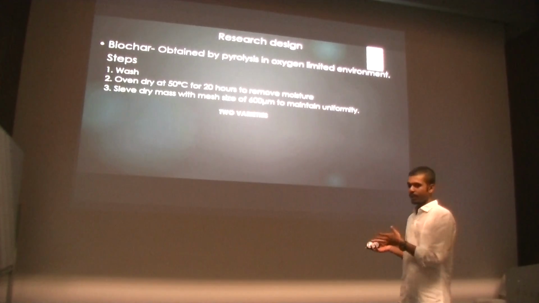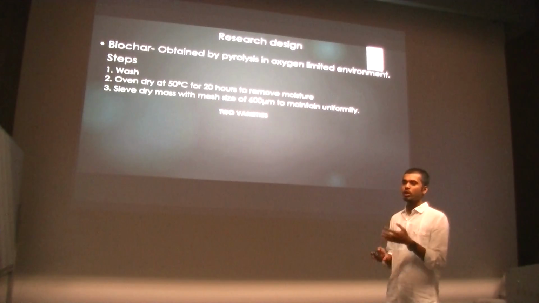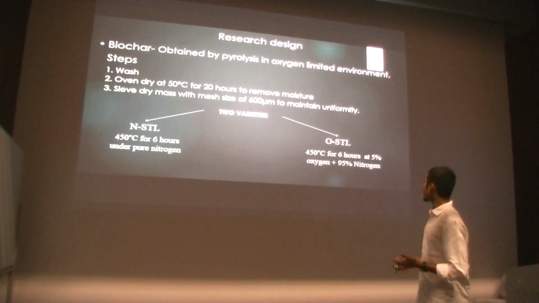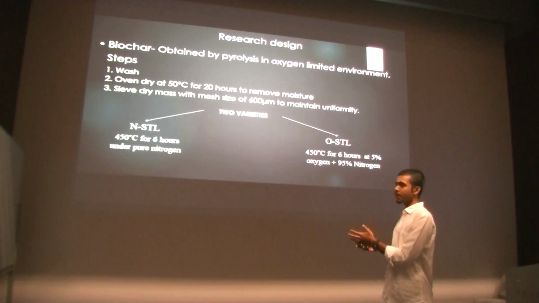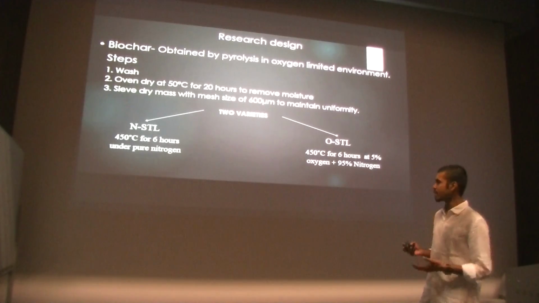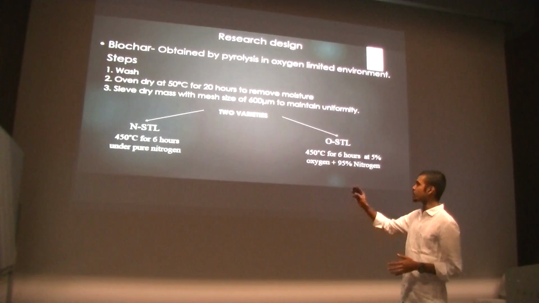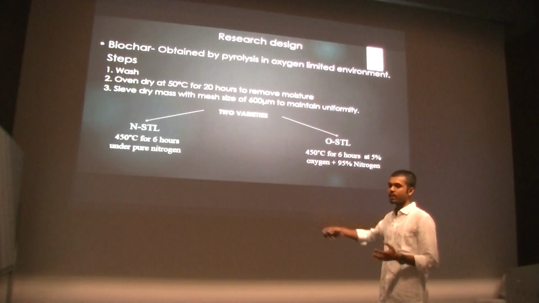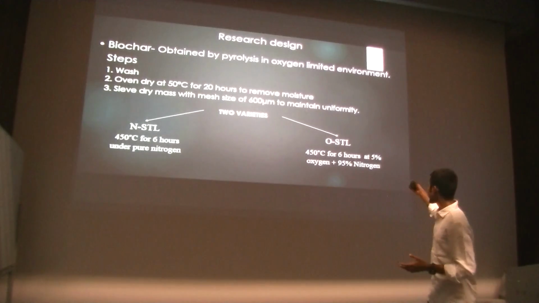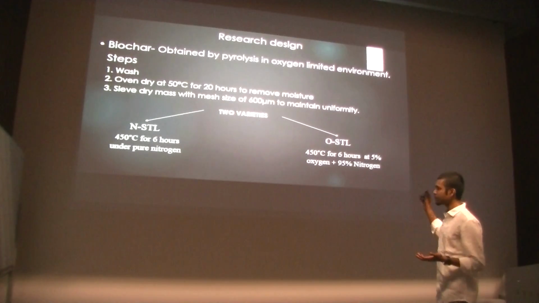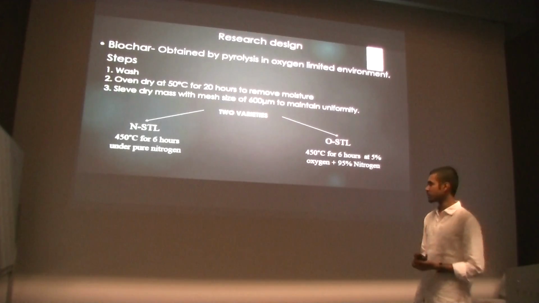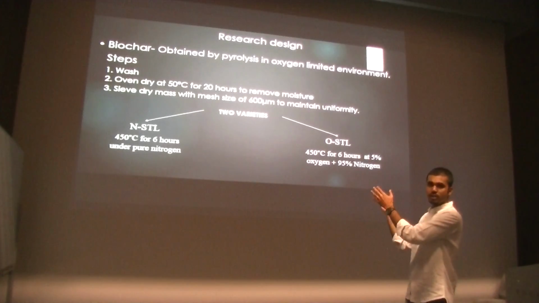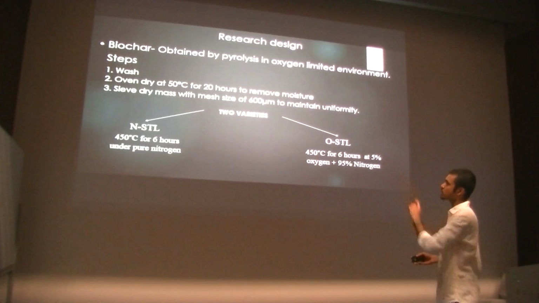In my research design, I developed two varieties of activated carbon, biochar basically, NSTL and OSTL. NSTL stands for nitrogen spent tea leaves and OSTL stands for oxygen spent tea leaves. Both of these are heated at 450 degrees for 6 hours. The difference is that NSTL is heated under pure nitrogen, and OSTL is heated at 5% oxygen and 95% nitrogen. So the amount of oxygen is limited in both, and that leads to the production of biochar.